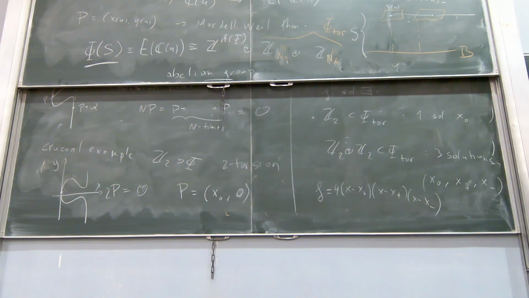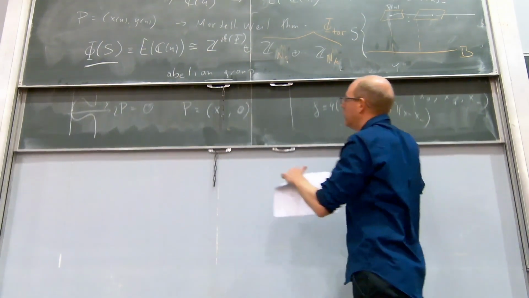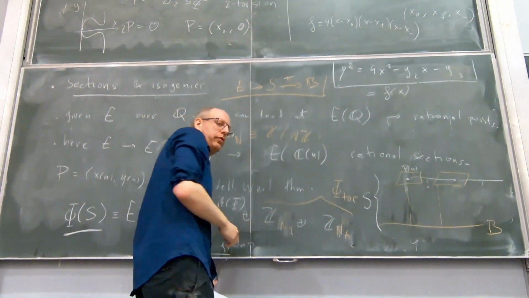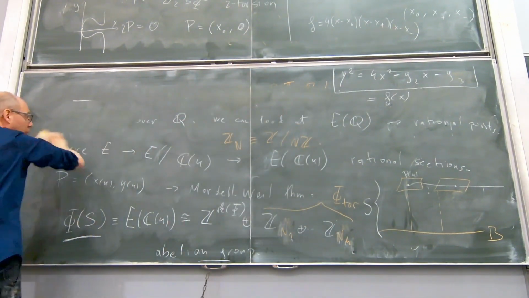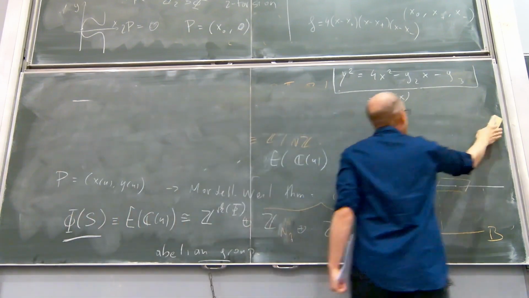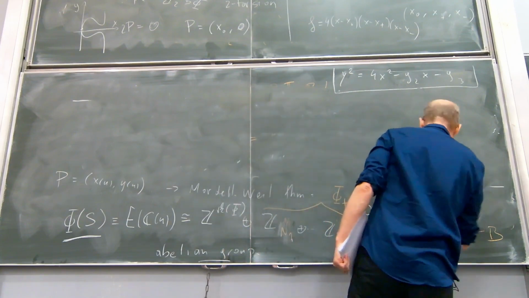And finally, the last bit of technology I want to emphasize is the concept of isogeny. So what is an isogeny? Between elliptic curves, which are themselves abelian groups, an isogeny is a group homomorphism with some non-zero kernel.